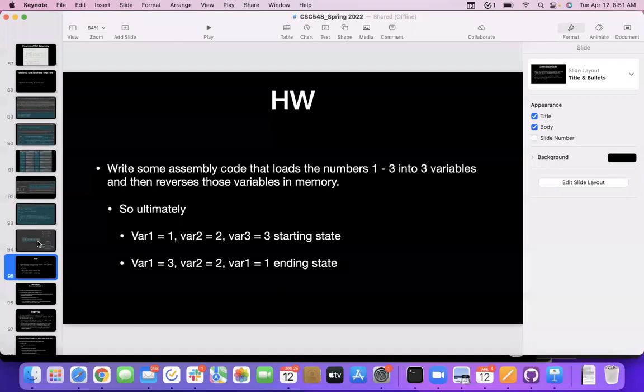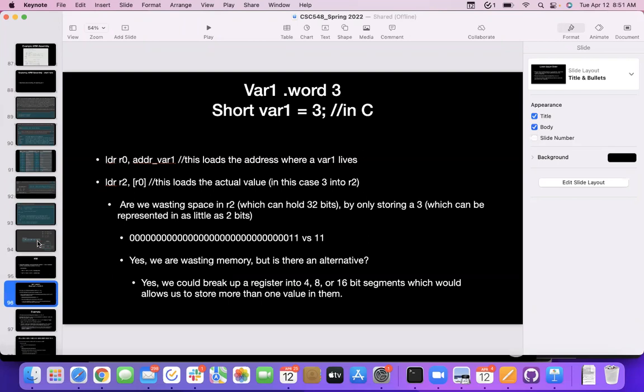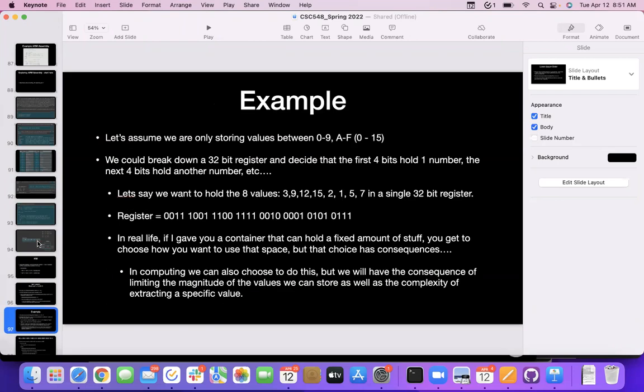Okay. So this was your homework for today. Write some assembly code that loads those numbers and then reverses those numbers in memory. Let's see. This kind of stuff we just looked at.